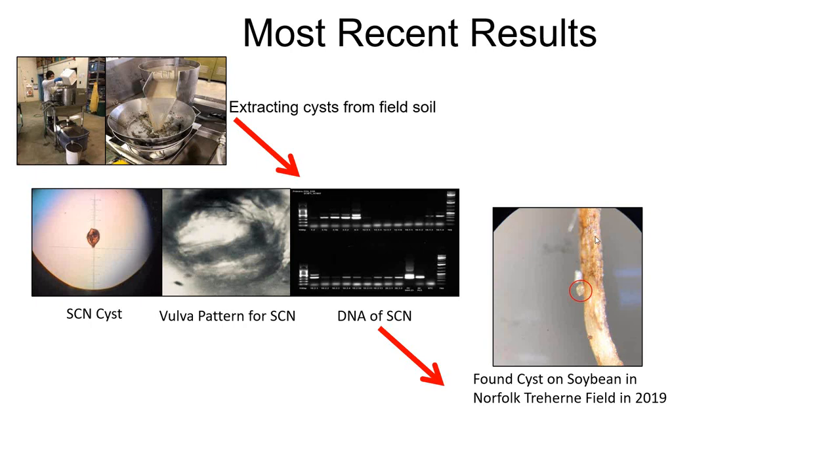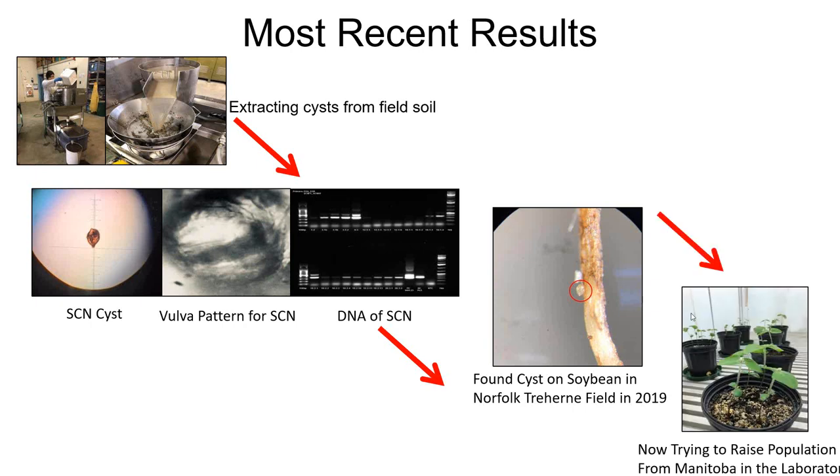There it is, on a root of a soybean in one of those fields, particularly one in Norfolk Treherne this summer, because it was growing soybean. So we confirmed the presence of the nematode. Now we've got that soil from Norfolk Treherne in the laboratory here, and we're trying to raise the population of the nematodes so we can do more studies on it, okay?